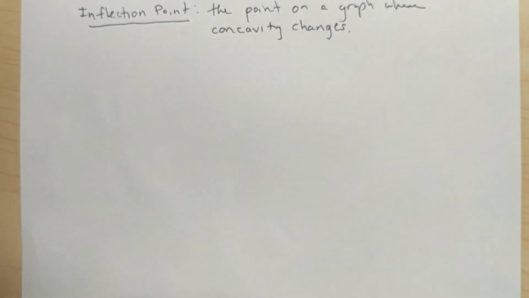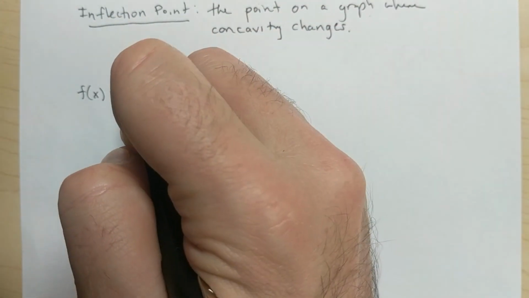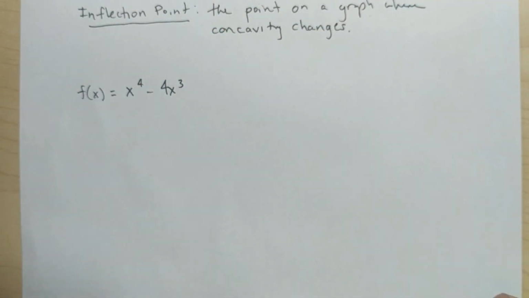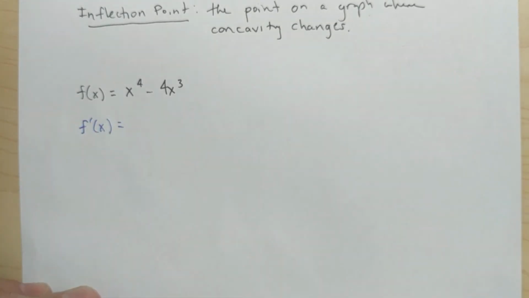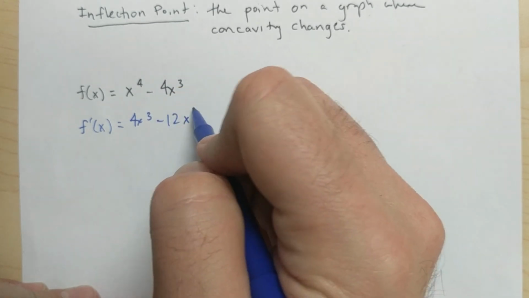So let's start with a function f of x equals x to the fourth minus 4x cubed. All right, and so we want to find where this function is concave upward and downward, and then we want to find any inflection points that it might have. So step one, find the derivative of f of x. So f prime of x is going to be 4x cubed minus 12x squared.